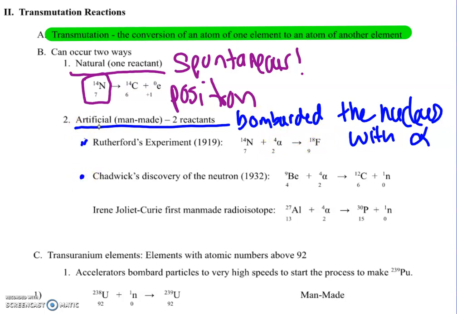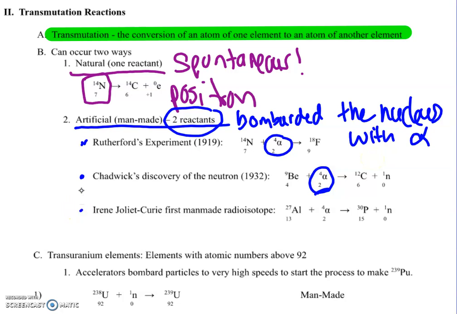Chadwick discovered the neutron in 1932 by taking beryllium-9, shooting an alpha particle at it, and getting carbon-12 and a neutron given off. So there's 2 reactants. One of them has to be a particle that has been bombarded or shot at the nucleus.